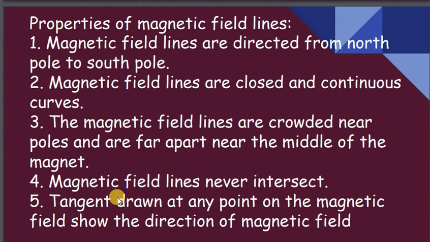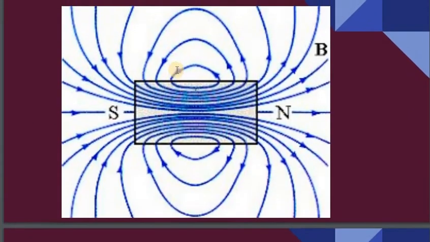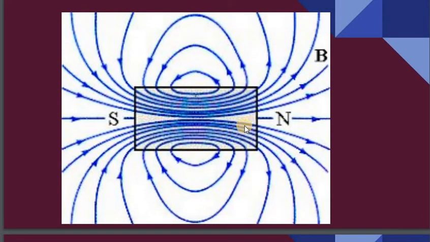Now we'll see the properties of the magnetic field lines. Magnetic field lines are directed from the north pole to the south pole. So this is the North Pole and this is the South Pole, and it is directed from North Pole towards the South Pole, and inside this you could see the magnetic field line is moving from the south to the north.